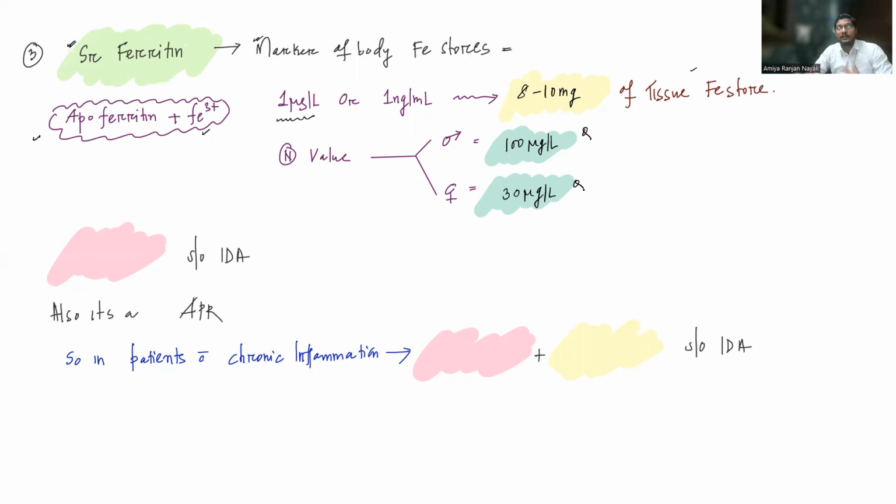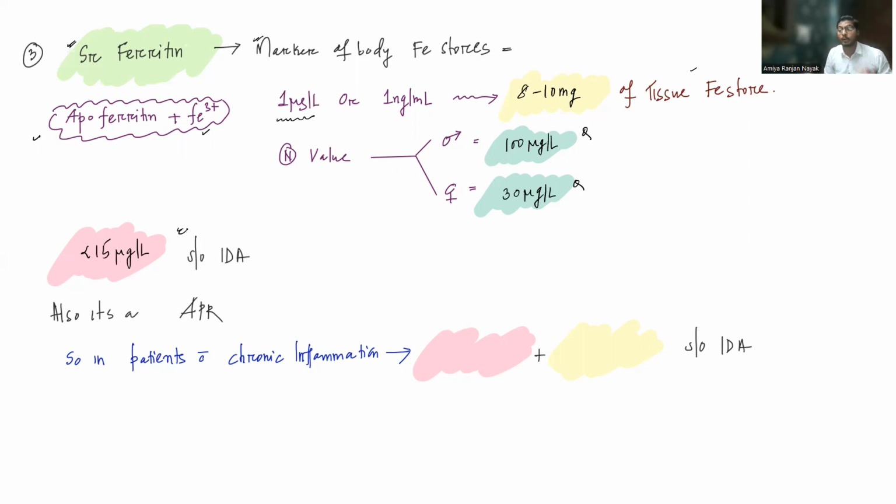1 microgram per liter of ferritin conveys that there is around 8 to 10 milligram of tissue iron stores. A value of less than 15 microgram per liter is suggestive of iron deficiency anemia under normal steady circumstances.